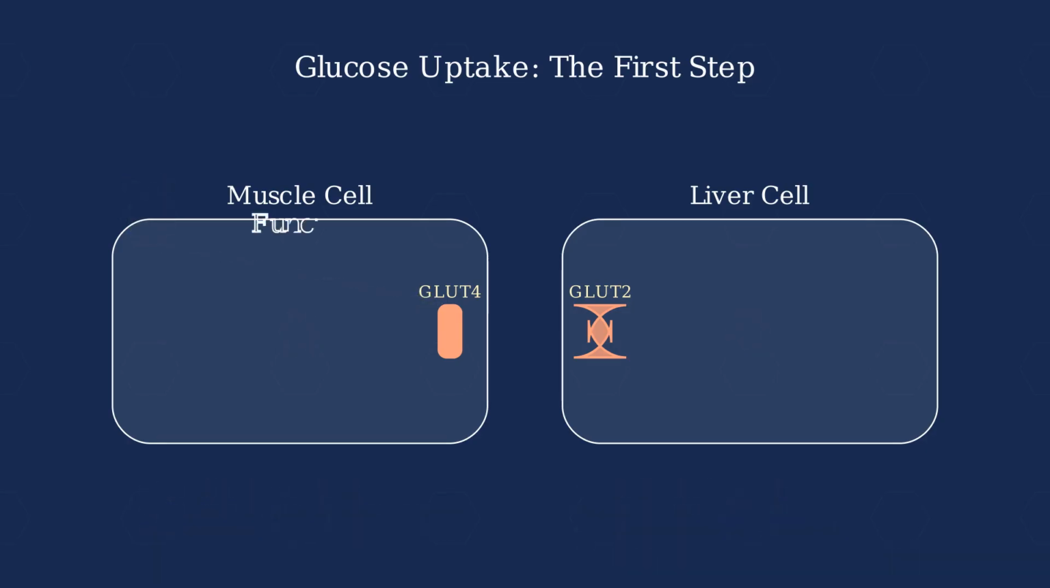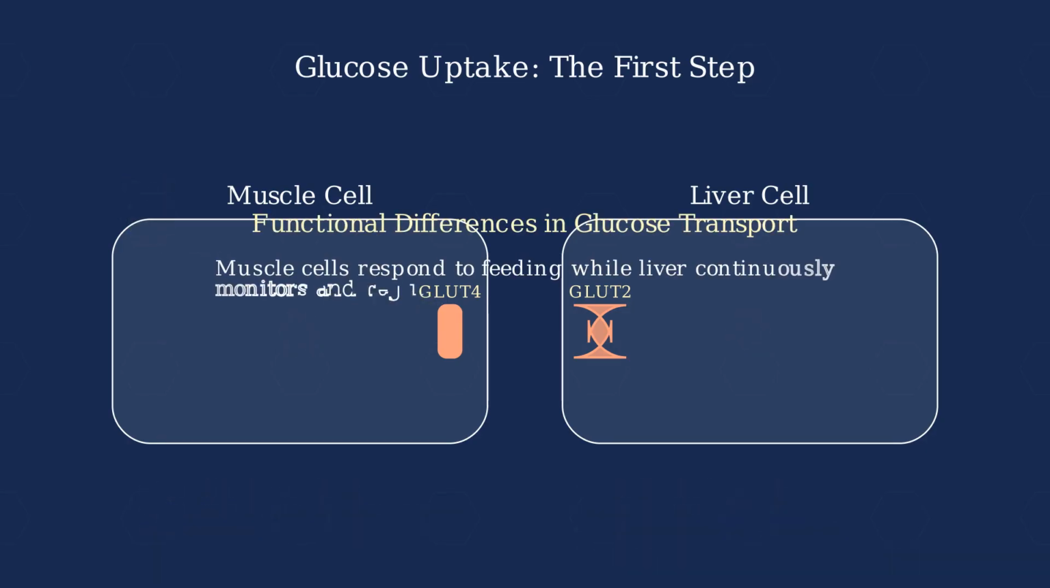This difference in glucose transport reflects the specialized roles of these tissues. Muscle cells respond to feeding states, while the liver continuously monitors and regulates blood glucose levels. After glucose enters the cell, it undergoes phosphorylation, which is the next step in the glycogenesis pathway.